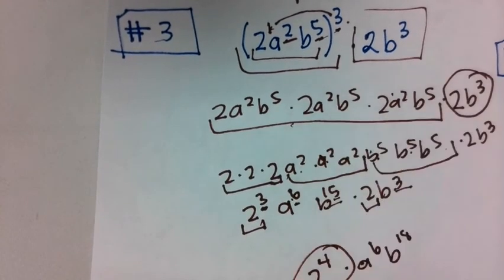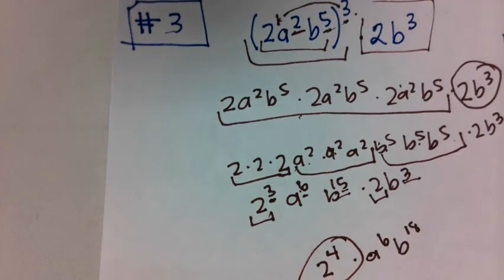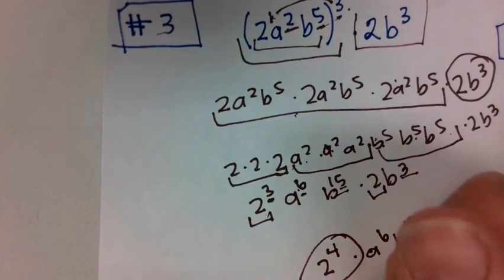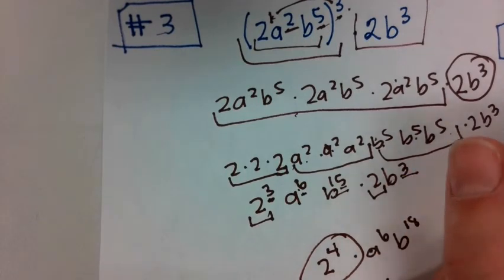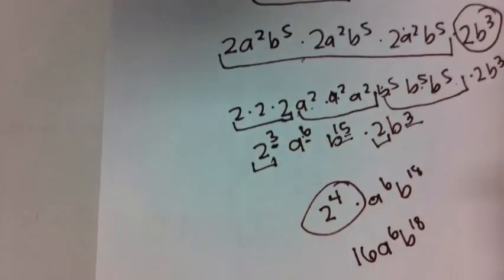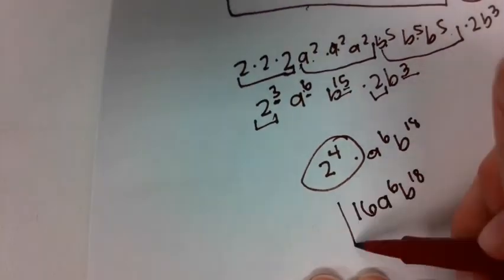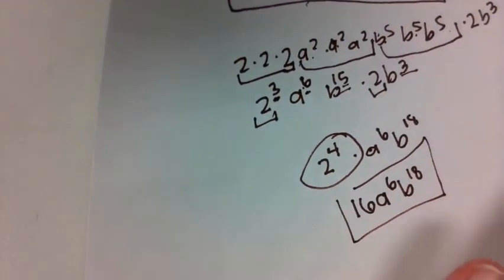Now one thing that you can do is simplify. I can calculate what 2 to the fourth power is. 2 times 2 times 2 times 2 is 16. A to the sixth power, b to the 18th power. And that is my final answer.